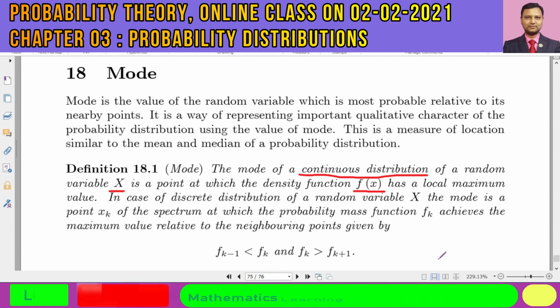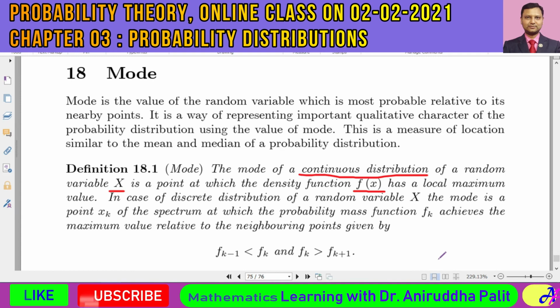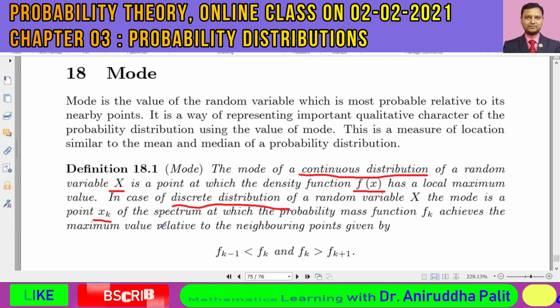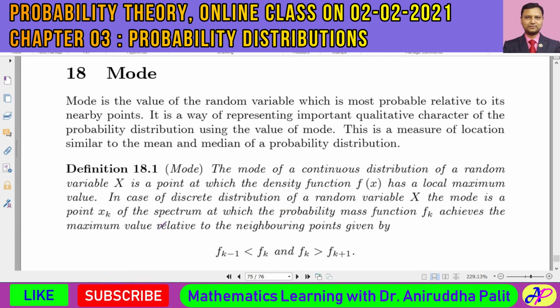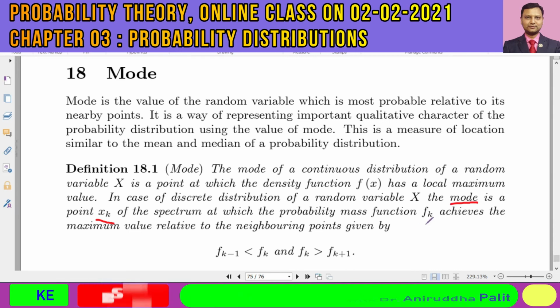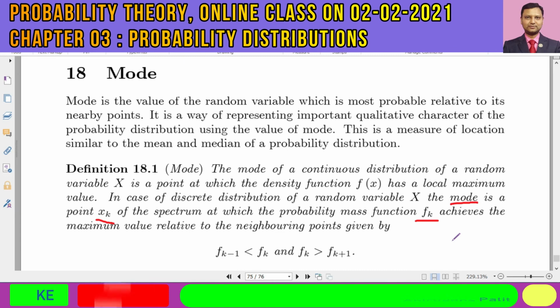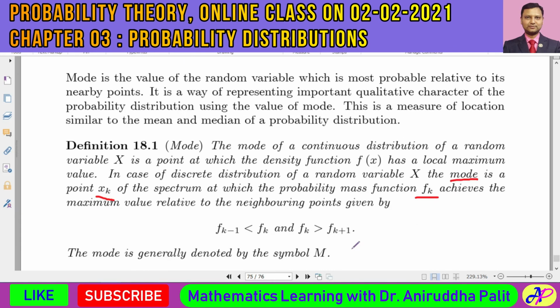Mode of a continuous random variable x is a point at which the density function f(x) has a local maximum value. And in the case of a discrete distribution, the mode is a point xk. xk is actually the value of the random variable x in the spectrum. So, in the case of a discrete distribution, the mode is the particular value of the random variable x, a point from that spectrum, such that the mass function at that point, fk, achieves the maximum relative to the neighboring points.